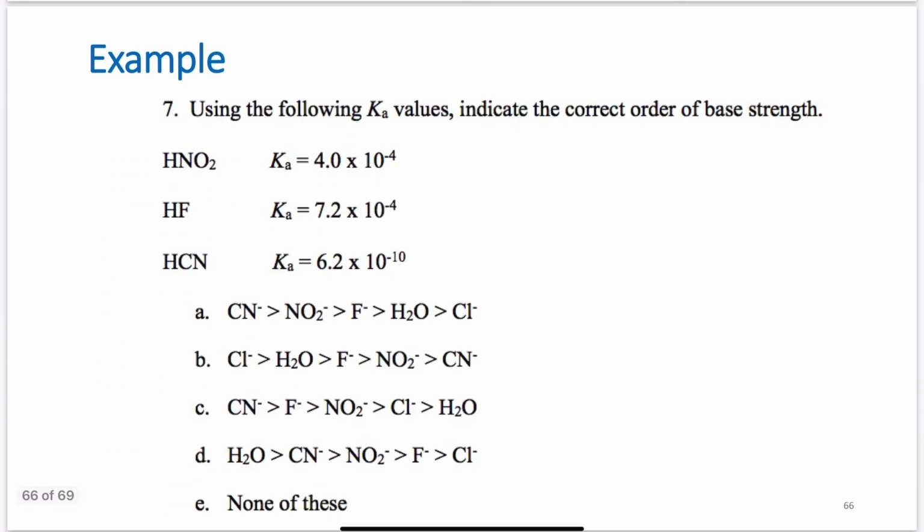Using the following Ka values, indicate the correct order of base strength. So when you're thinking about bases, remember stronger acids have weak conjugate bases. Cl minus is from HCl. It's a strong acid. It's the weakest base.